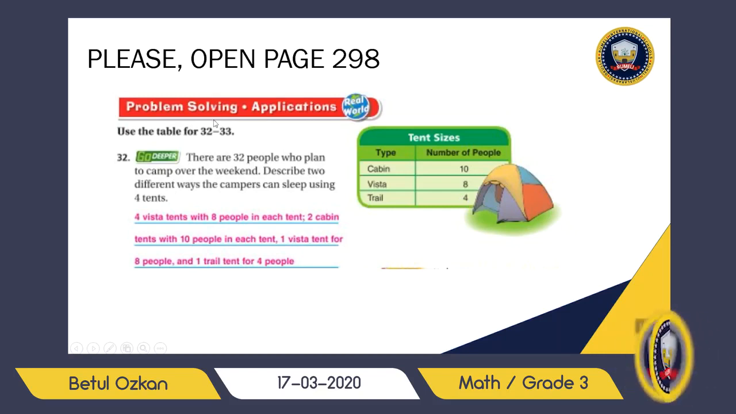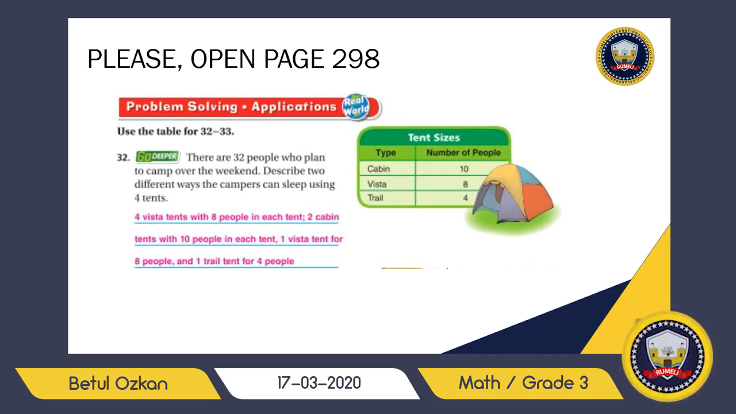Okay, let's go back to our question. Let's read the question together. It says there are 32 people who plan to camp over the weekend. Describe 2 different ways the campers can sleep using 4 tents.